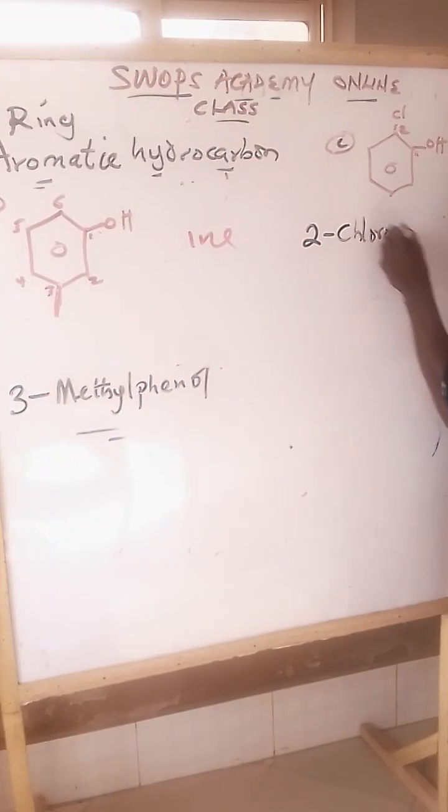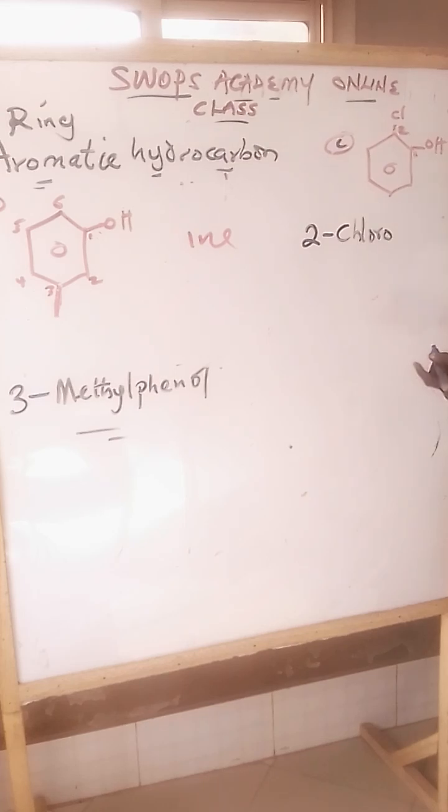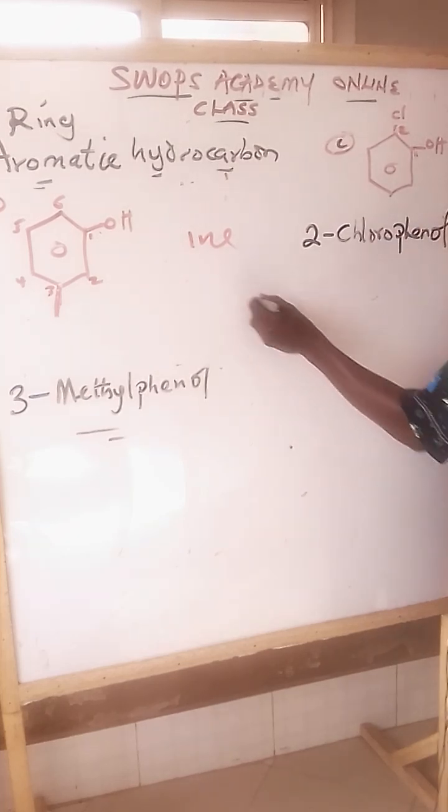2-chloro. Then, is there any substituent again? No. 2-chlorophenol. That is their father's name. Because I told you that this structure, you don't call it benzene, it is phenol. 2-chlorophenol. Then the last and the least is the 3-1.